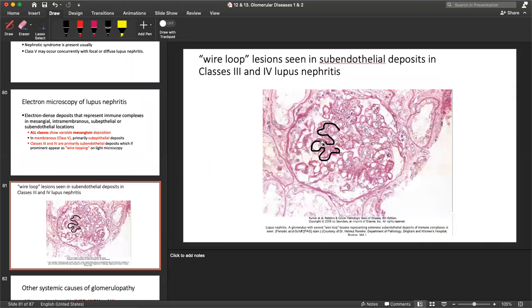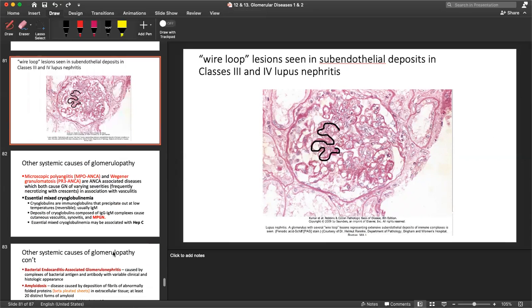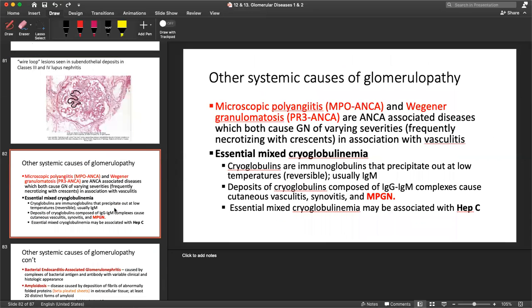So right here, we can take off my picture. Right here, can you see how it looks kind of like a wire loop? So we'll undo. There we go. All right.